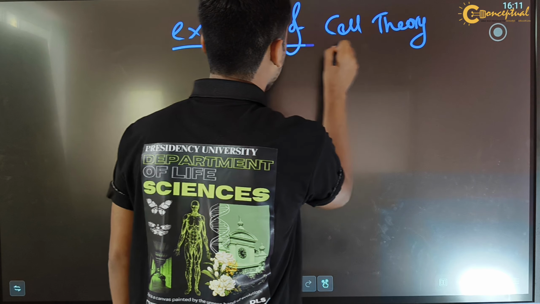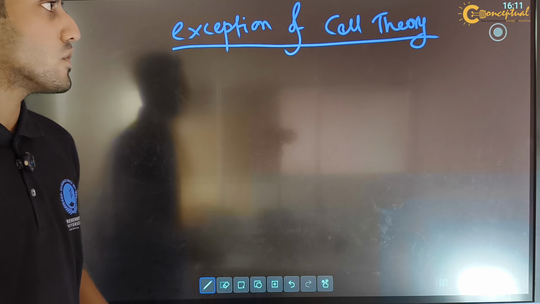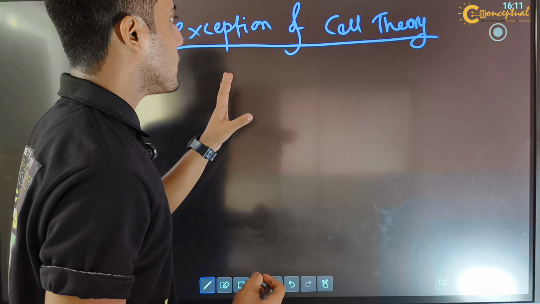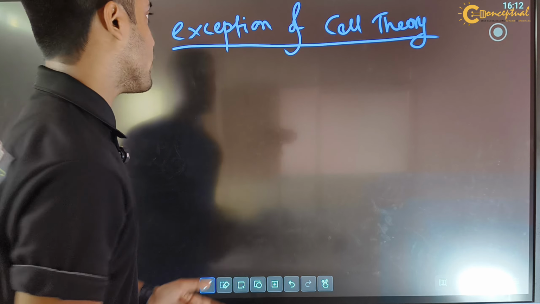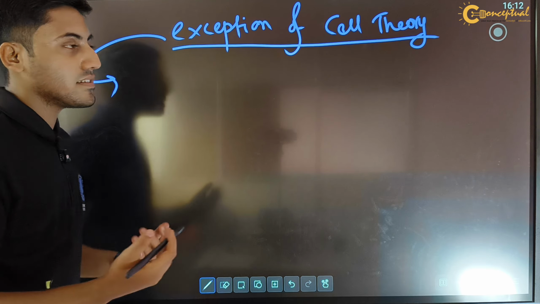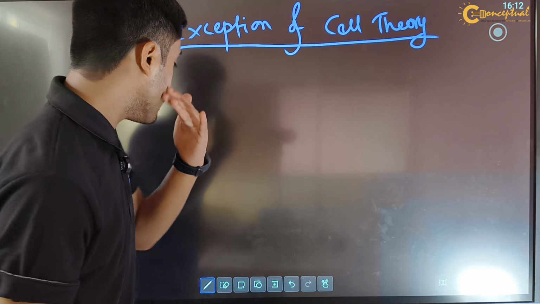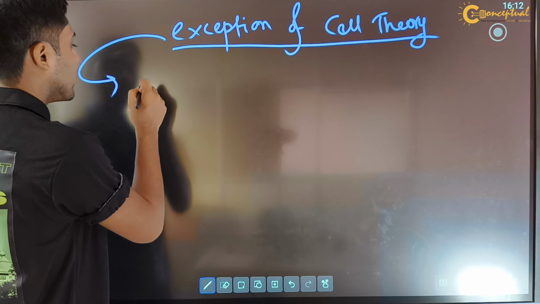As we said, for an organism to be living, it would have to be composed of either one or multiple cells. But there are certain organisms which are not considered under the classification system of life, such as the acellular organisms. These can be either viruses, viroids, prions, or lichens.